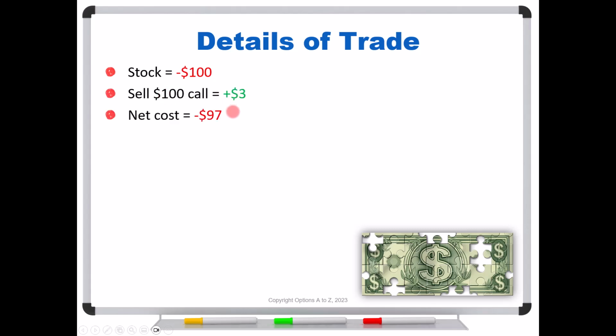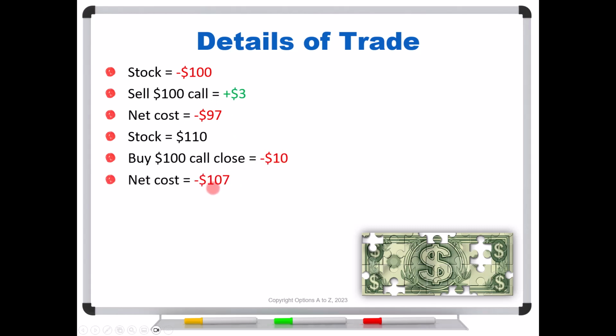That's a net cost or a net debit of $97. Now, when the stock rises to 110, you turned around and bought the $100 call to close and you spent 10 bucks. But take a look at your net cost. You spent 97 and later spent 10. That is a net cost of 107 and the stock is at 110.